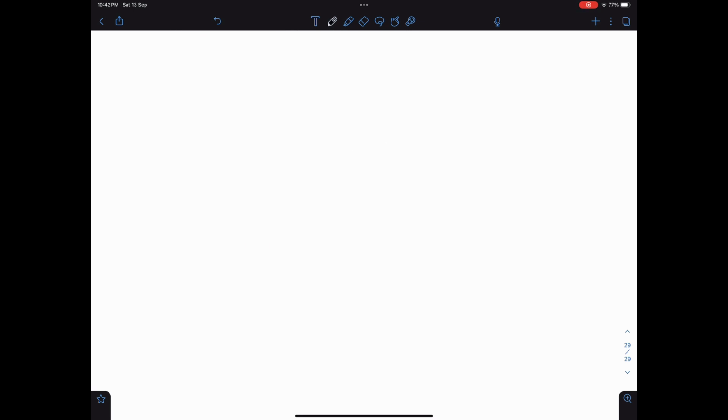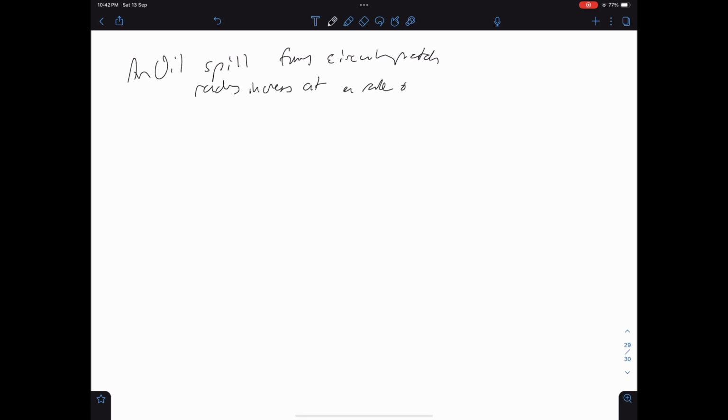Now we'll move on to the final video in differentiation, and this is just a sequel to connected rates of change, and it's more practical applications. We're moving off the graph and more into quote unquote more real life situations. So say an oil spill forms a circular patch, and the radius increases at a rate of 2 root r centimeters per second.